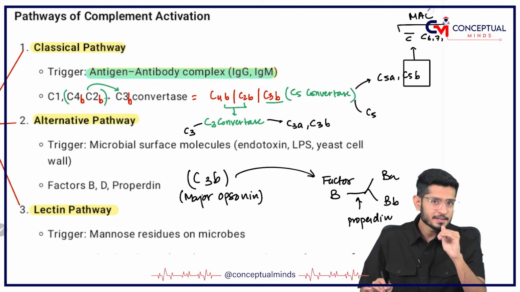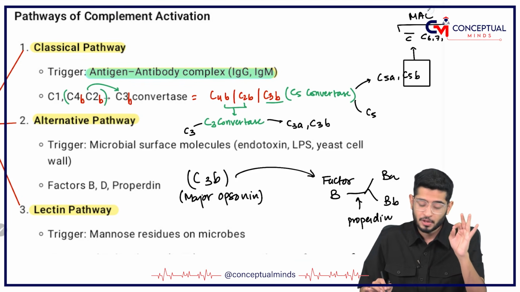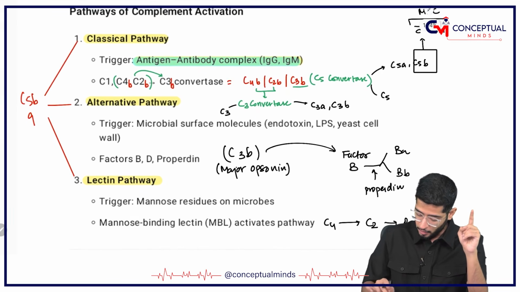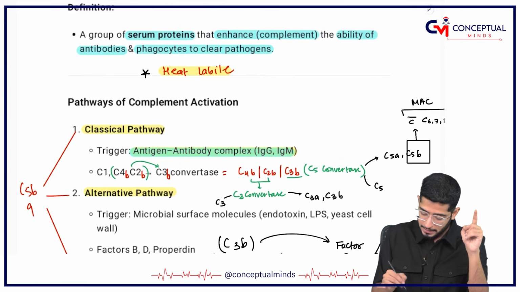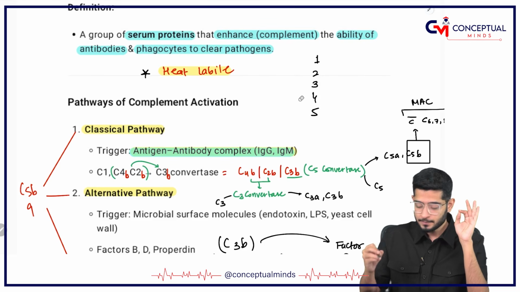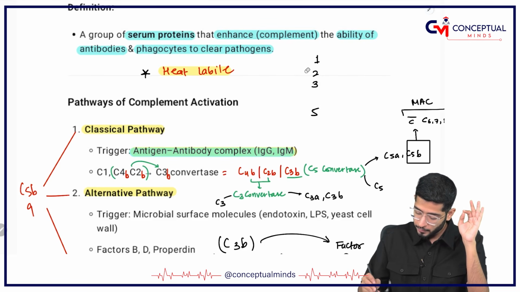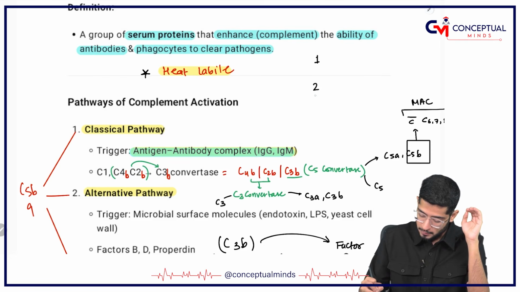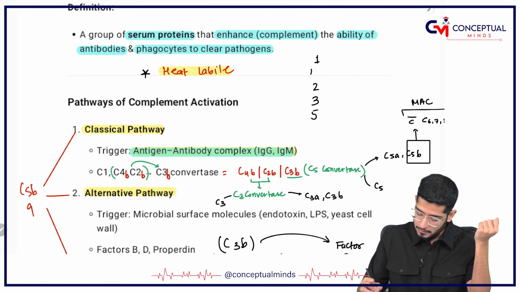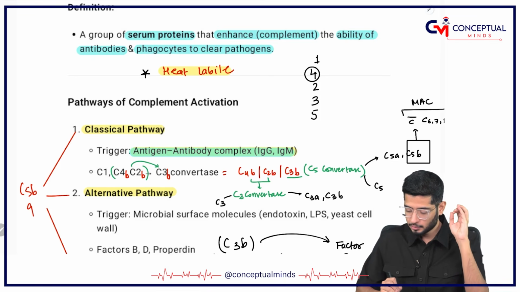Now let us understand how the classical pathway gets activated. First of all, C1 is going to get activated. I'll try to write this for you. You know the counting, 1, 2, 3, 4, 5. Remove the 4 and rewrite the counting: 1, 2, 3 and 5, and the 4 is going to come here. This is how they are going to get activated.